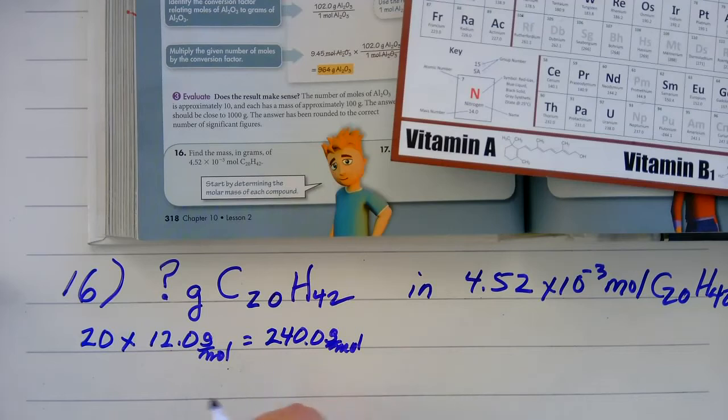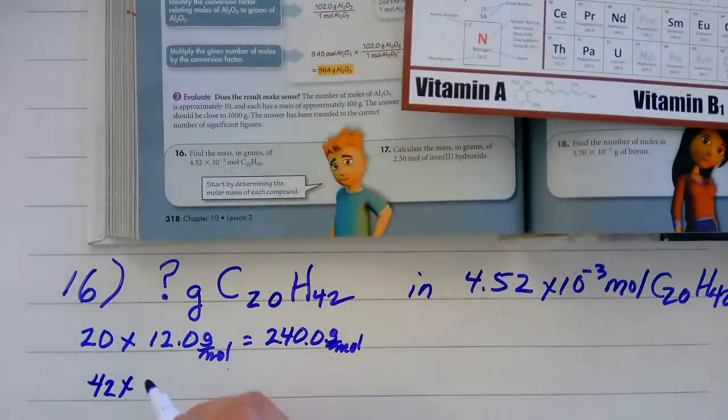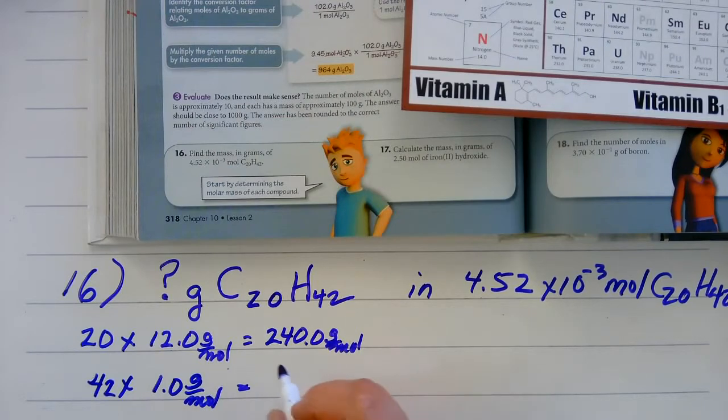We're going to add to that 42 times the molar mass of hydrogen, which is 1.0 grams per mole. That gives us 42.0 grams per mole. We add those two together, and I'll talk about the significant figures for that. That gives us 282.0 grams per mole.